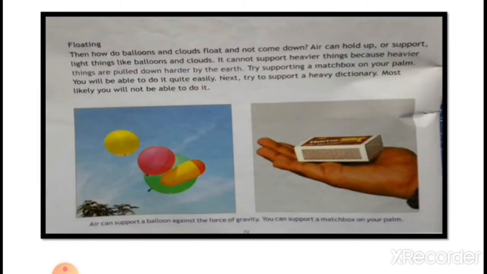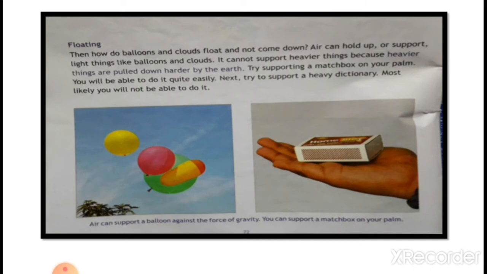Next one is floating. That is just opposite to gravitation. Then how do balloons and clouds float and not come down? Air can hold up or support light things like balloons and clouds. It cannot support heavier things because heavier things are pulled down harder by the earth. Try supporting a matchbox on your palm. You will be able to do it quite easily. Next, try to support a heavy dictionary. Most likely, you will not be able to do it, right?